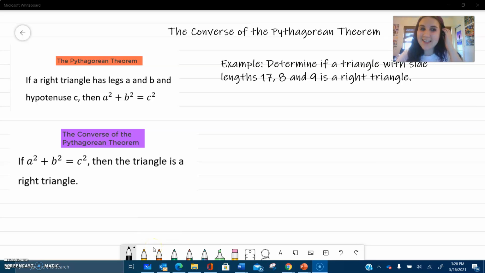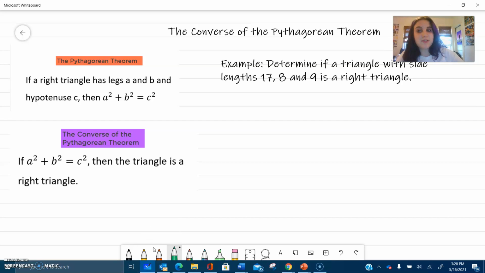Hello everyone! In this video, we are going to use the converse of the Pythagorean theorem to determine if a triangle is a right triangle. So the regular Pythagorean theorem says that if we have a right triangle, so we know it's a right triangle, then a squared plus b squared equals c squared. That's if I'm given a right triangle. I already know it's a right triangle.